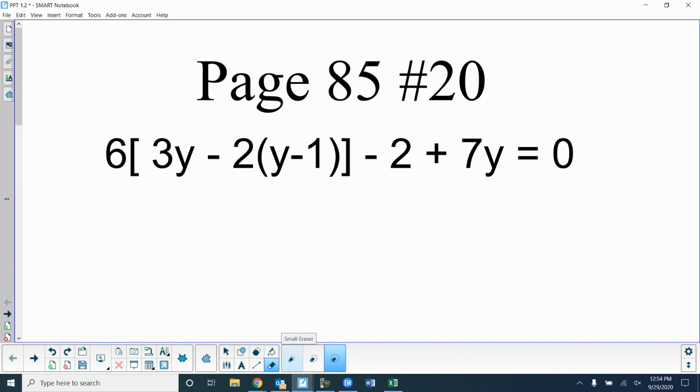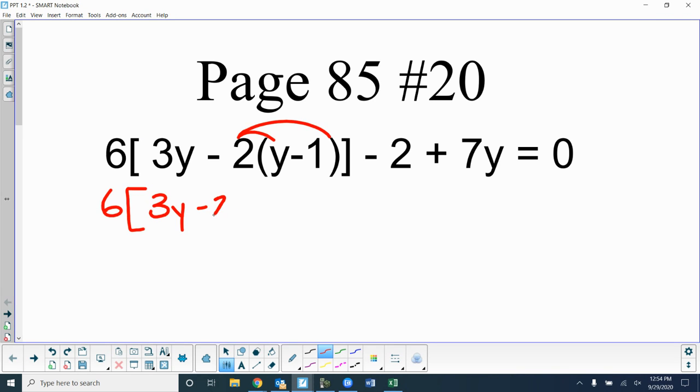So when you see these two groupings, brackets here and parentheses inside, start with the innermost one and then work your way out. Okay? There's nothing I can do with the y minus 1. So I'm going to distribute that negative 2. So I get 6, and then 3y, and then that's minus 2y plus 2. And then minus 2 plus 7y.